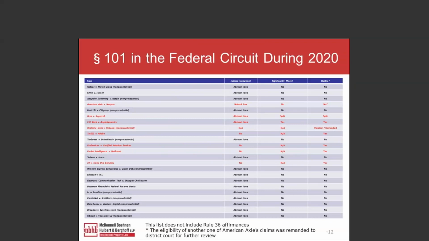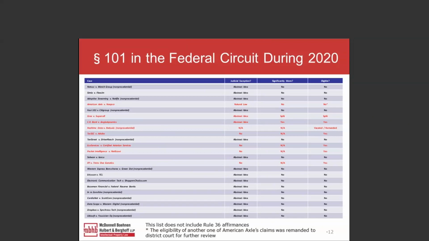So I've got a list of cases that were all 101 decisions coming out of the Federal Circuit last year. And this goes on for a couple of pages. But the way to interpret this chart is that on the left, you've got the name of the case, the next column going right, the judicial exception that the court either found in the claims, or if there was no judicial exception, then it's indicated as such. And then if there was a judicial exception, did the court also find that there was significantly more? And finally, was or were the claims found to be eligible?